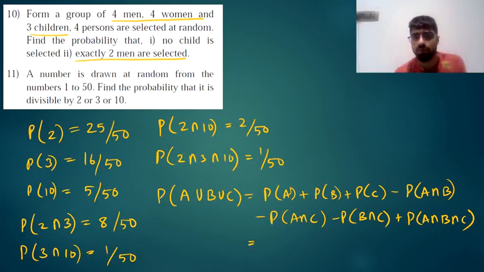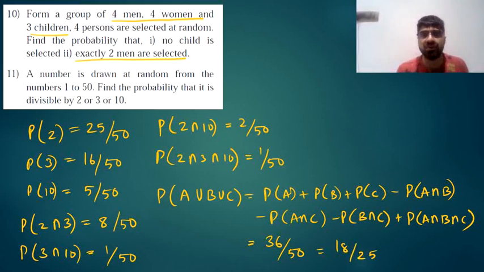So this will be P of A plus P of B plus P of C, that's 25 and 16 and 5, that's making it 46, minus these three terms. So 46 minus 8, 38, minus 1, which is 37, minus 2, which is 35, plus this, so plus 1, that's making it 36 upon 50, and that's the final probability of the number being divisible either by 2 or by 3 or by 10. So this is going to make it 18 upon 25, and that's the final answer for the 11th question.